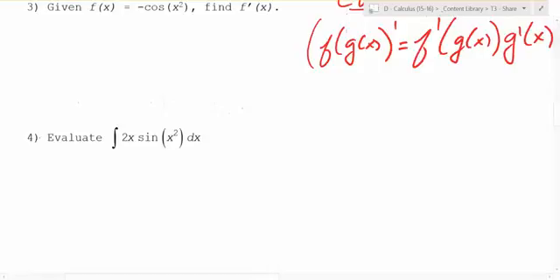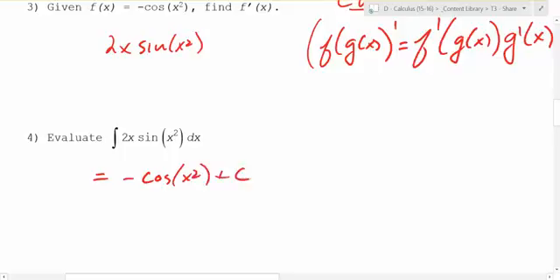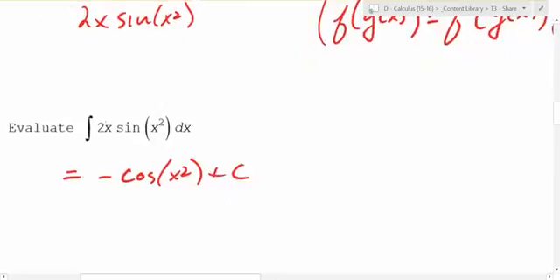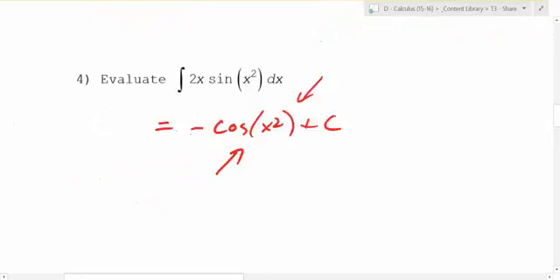So we just figured out that the derivative of this is 2x sine of x squared. So therefore this must be negative cosine of x squared plus what? C. Do you see the parentheses around the x squared right there? I really like those parentheses. Why? Because you're squaring just the x. You're not squaring the cosine as well. Be very careful about that.